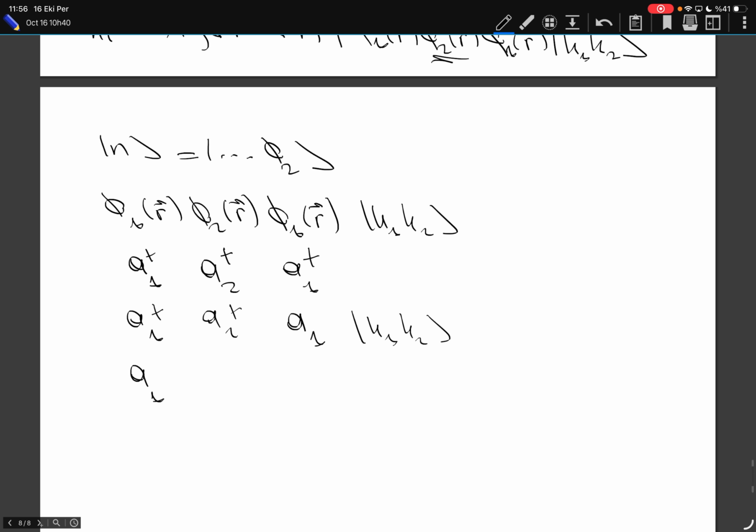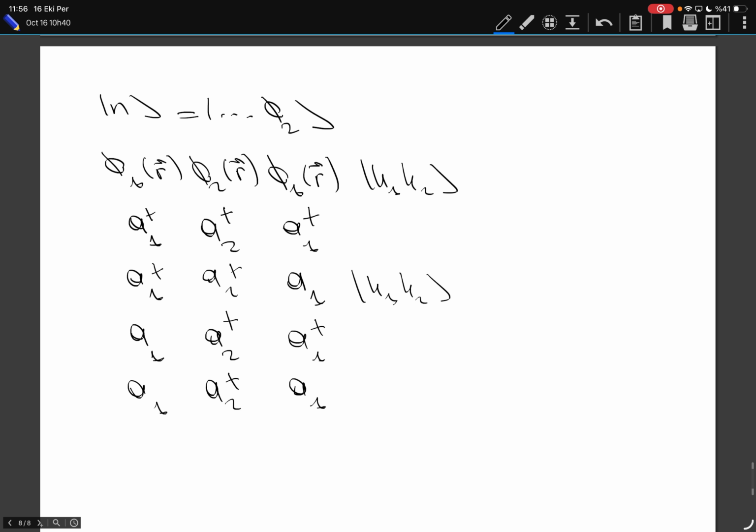I don't see how four. Hold on, you see, each one of these creation operators creates a particle. Okay?